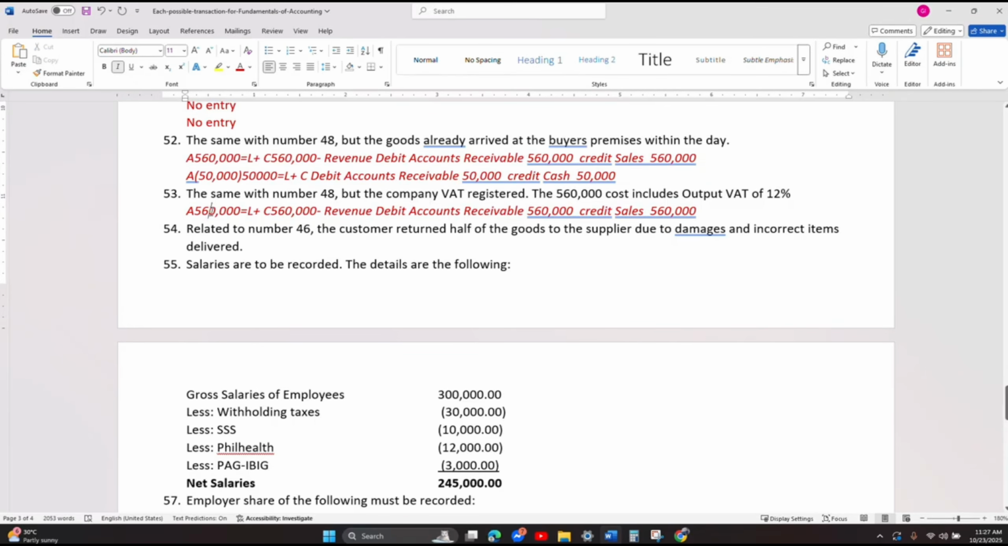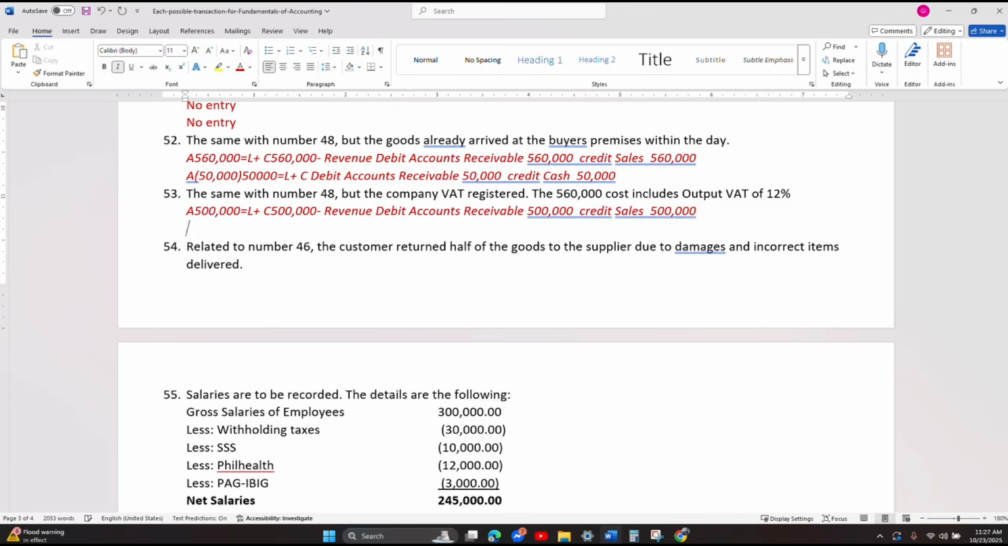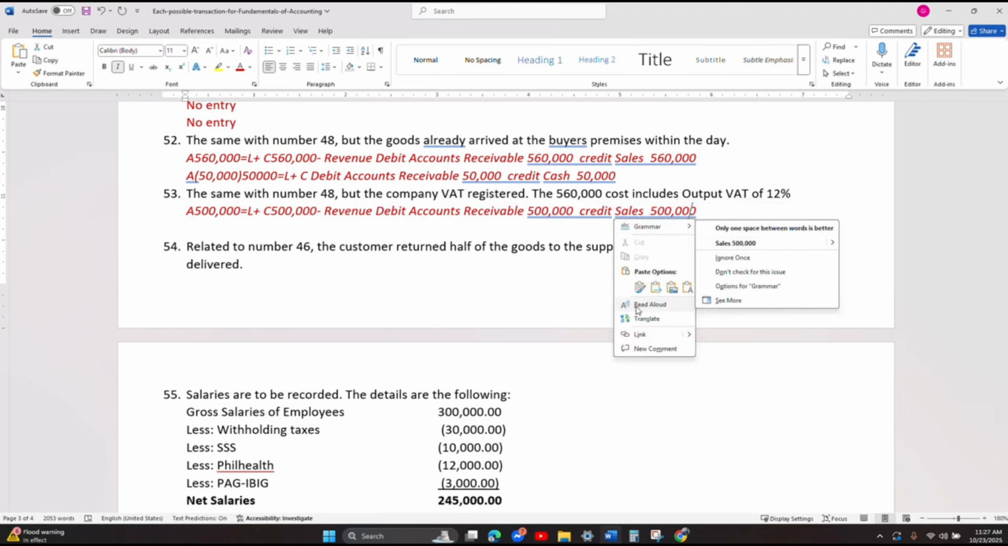So let's analyze on that. First, you have an accounts receivable of 500,000 and a revenue of 500,000. So debit accounts receivable 500,000 and then credit sales 500,000. Okay? That's it. Now, how about the VAT of 60,000? How are we going to analyze that?